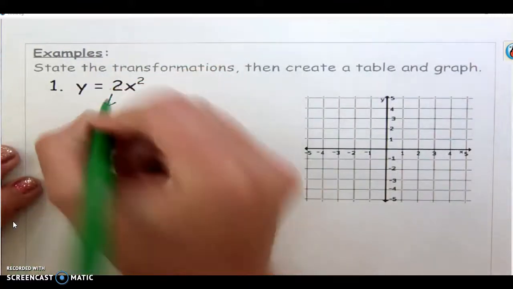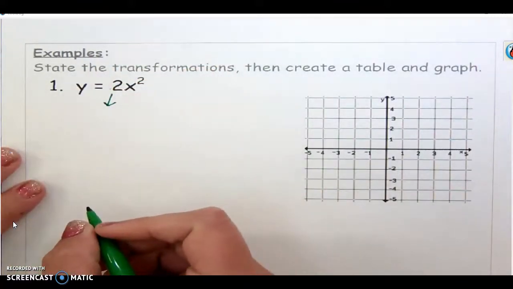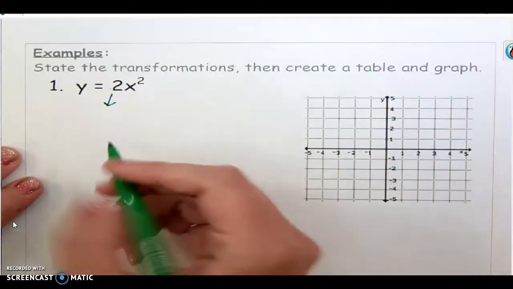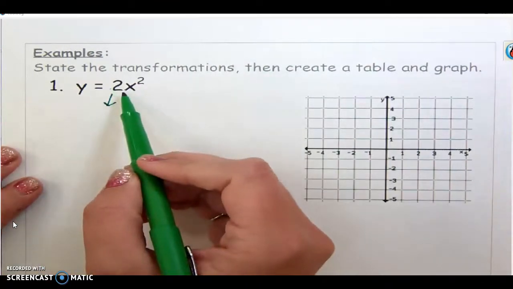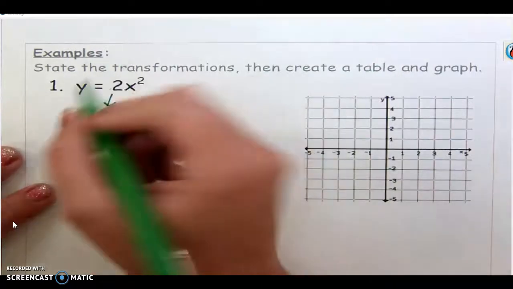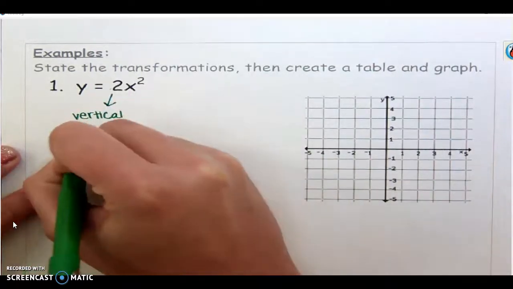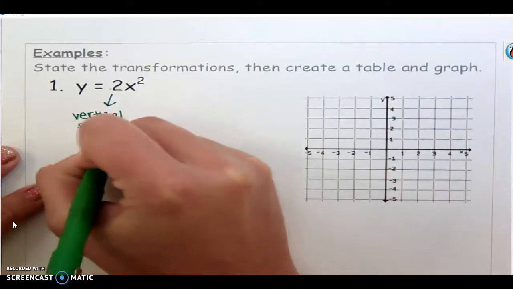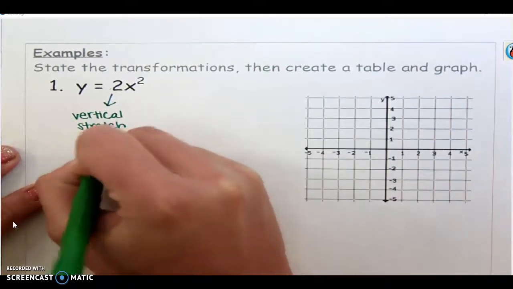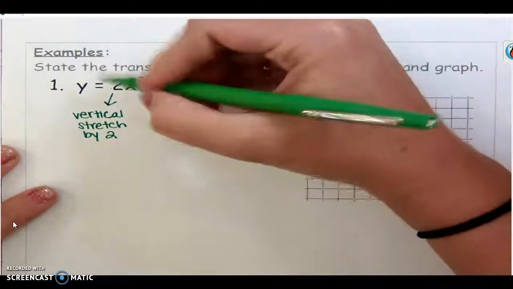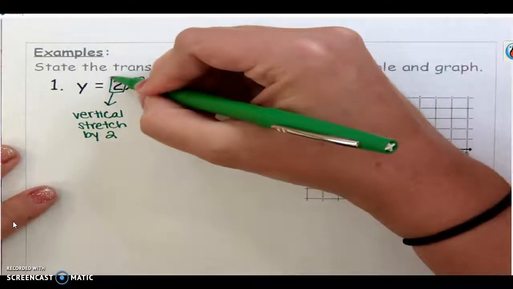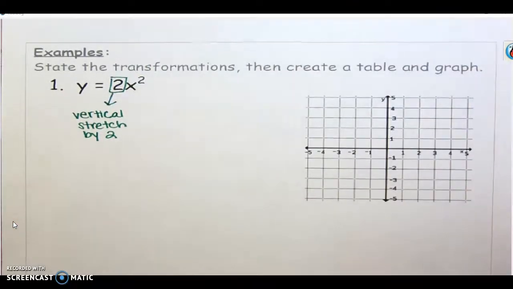And remember, if you have a 2 out front, it's either going to be a vertical stretch or vertical shrink. Because this 2 is greater than 1, it's going to be a vertical stretch by 2. So vertical stretch by 2, because this 2 right here is bigger than 1. So that's the only transformation that we have to work with here.